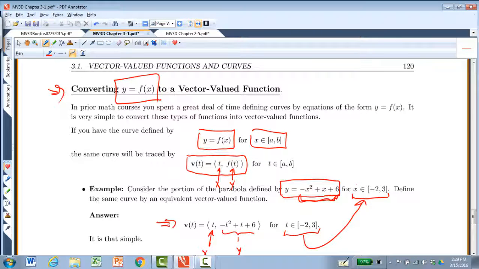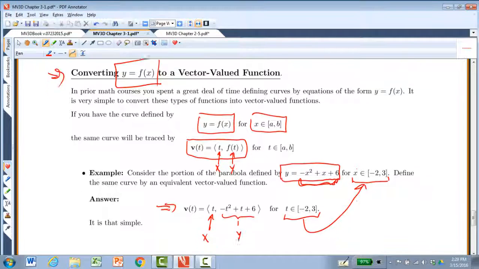So it's easy to do. Your y equals f of x is not gone away. You can still graph these the same way. I mean, you could even still do the y equals f of x. But parametric curves just allow you a little bit more freedom both in 2D and 3D.